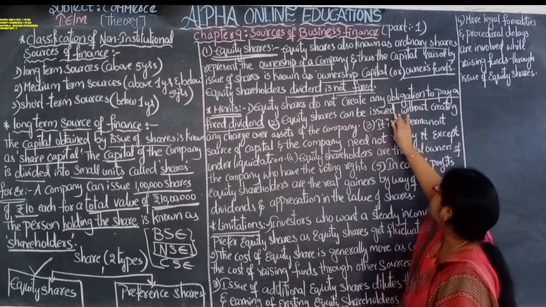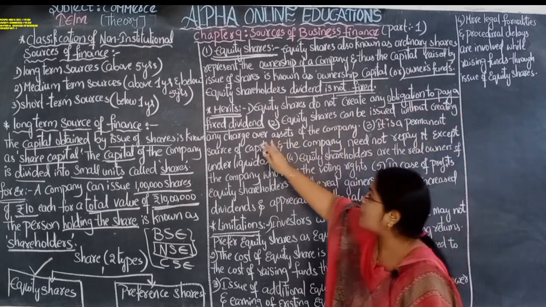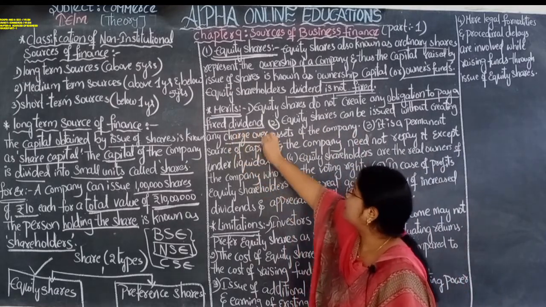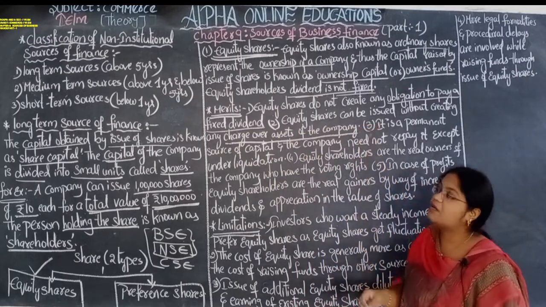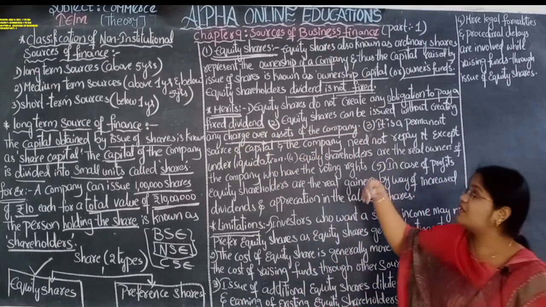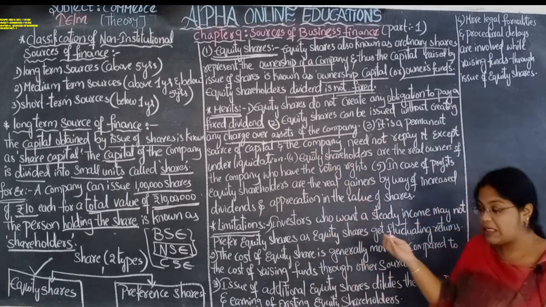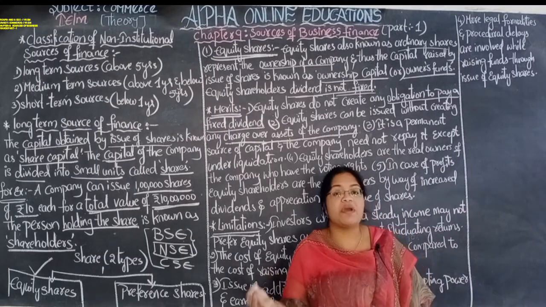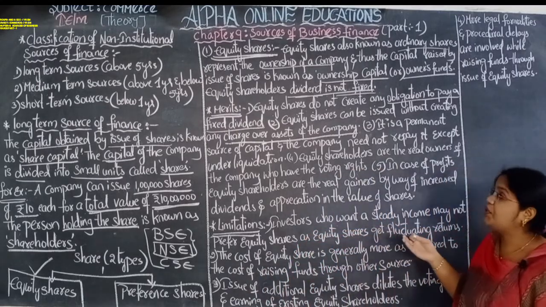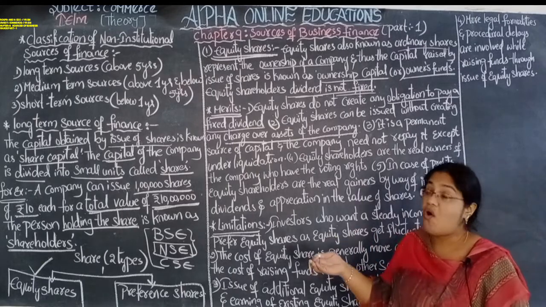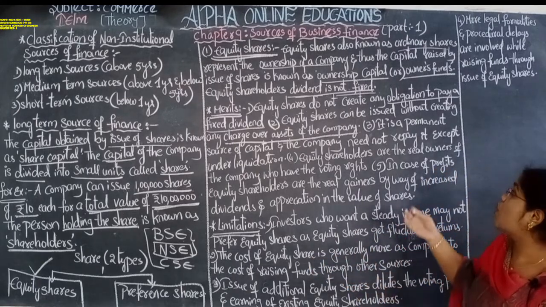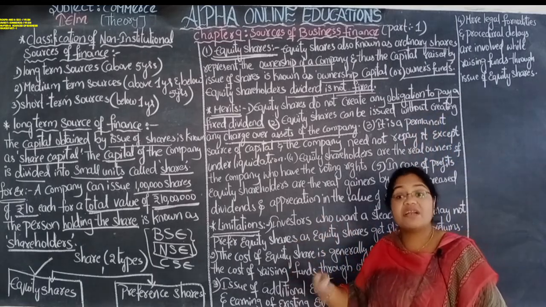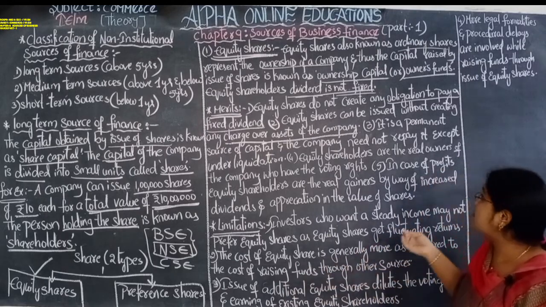Equity shares can be issued without creating any charge over the assets of the company. What are the assets of the company? Plant and machinery, furniture, building, equipment, tools. There is no need to create such charges over the assets while issuing. So that is also an advantage.